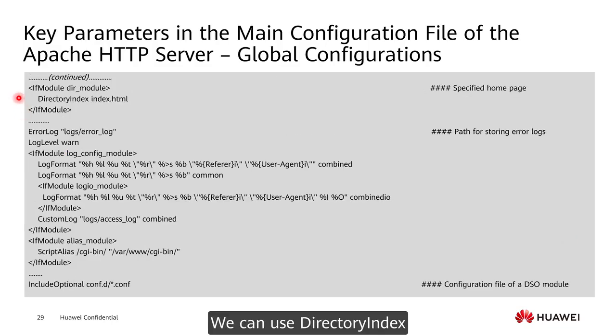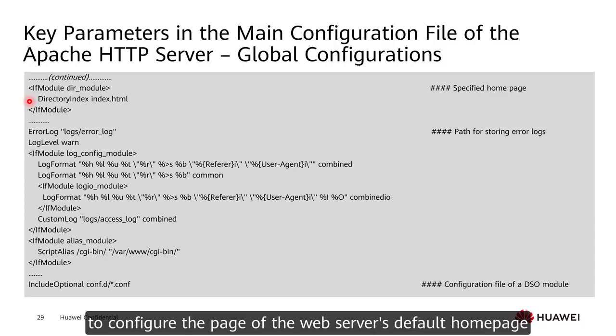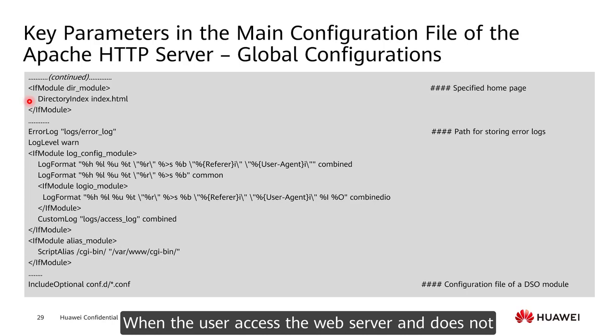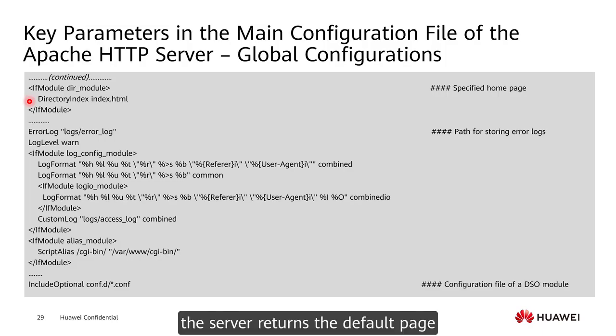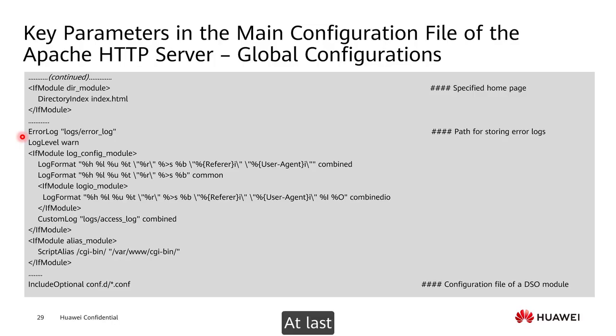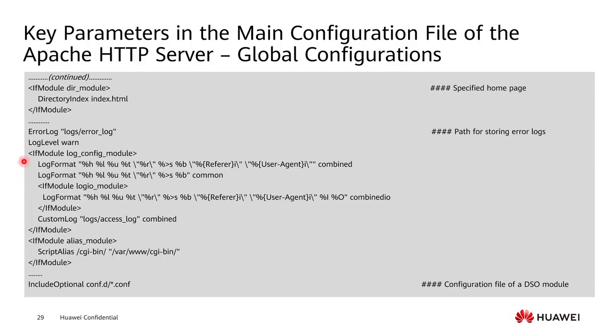We can use DirectoryIndex to configure the default homepage of the web server. When a user accesses a web server and does not specify a specific resource, the server returns the default page set here to the user. The following ErrorLog parameter is used to configure the path for storing error logs. At last, we can see the configuration of the function modules.